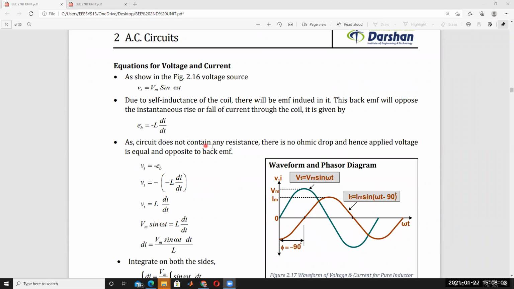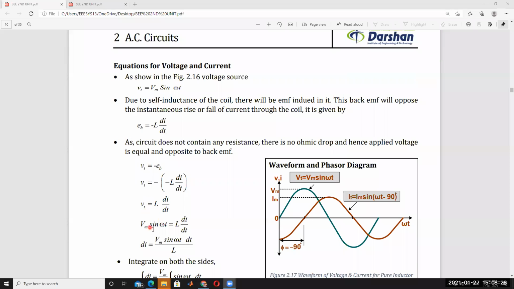Then Vt is equal to... as the circuit does not contain any resistance, there is no ohmic drop, and the applied voltage is equal and opposite to the back EMF. Understood? That's why Vt is equal to minus EB. Then substitute EB here, and you will get Vt is equal to L into di by dt.